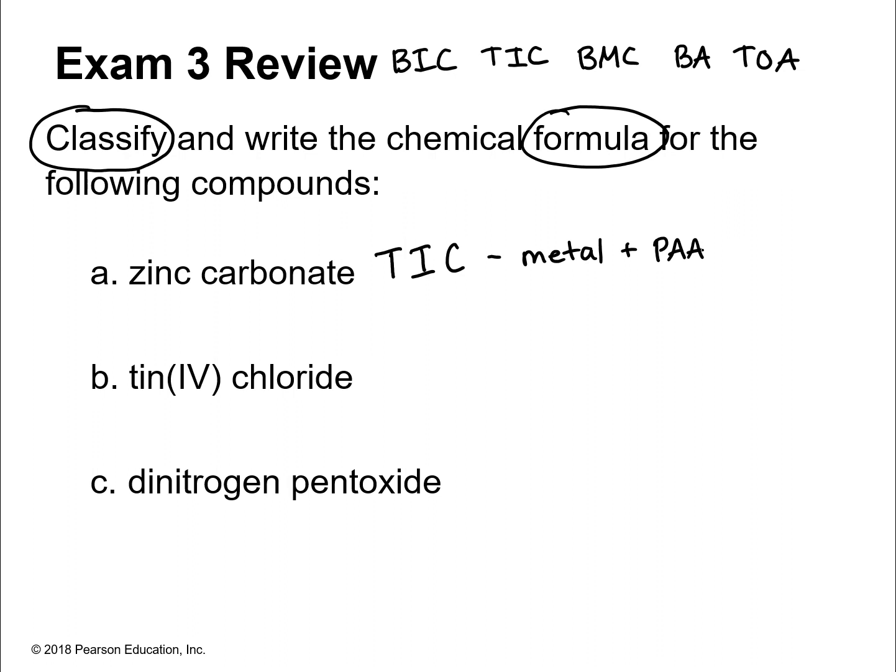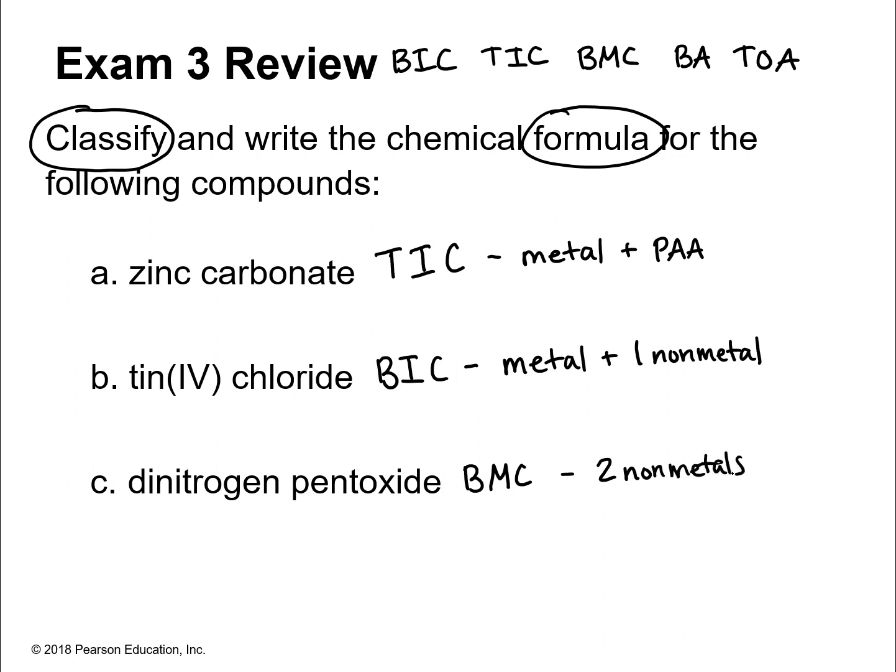For B, it's a binary ionic compound. It's got a metal plus 1 nonmetal. C is a binary molecular compound. It's got 2 nonmetals. There's the classifying part.